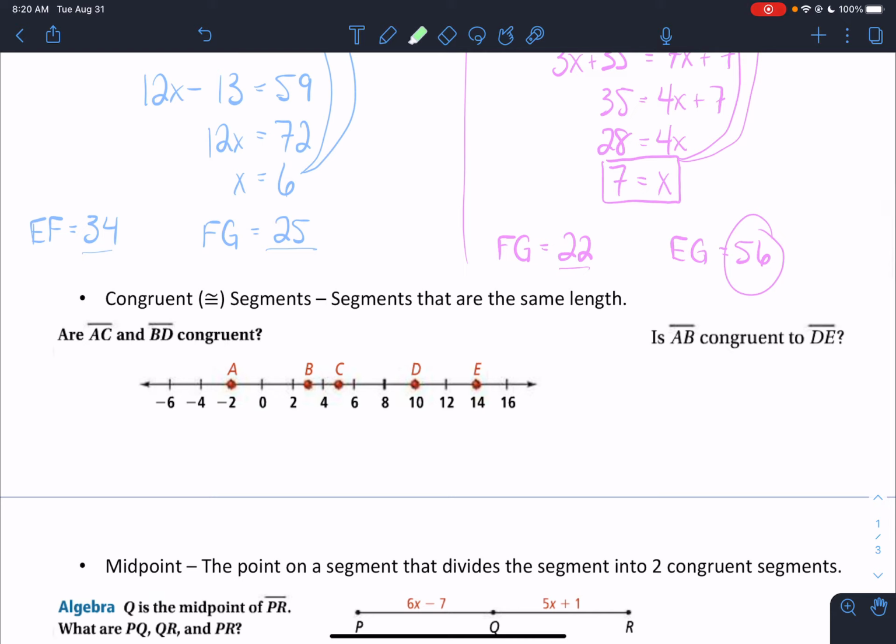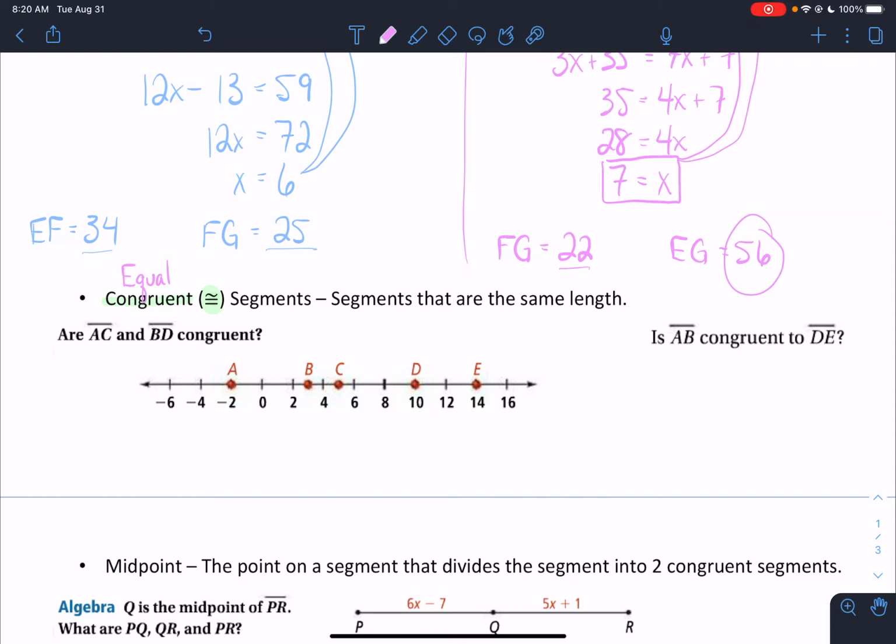Last one, just vocabulary. So congruent segments. This is our congruency sign. Just know that congruent is the same thing as equal. Congruency and equality are the same thing that we're talking about. So when I use that congruency sign, I'm talking about, are they equal to each other? So are AC and BD congruent?